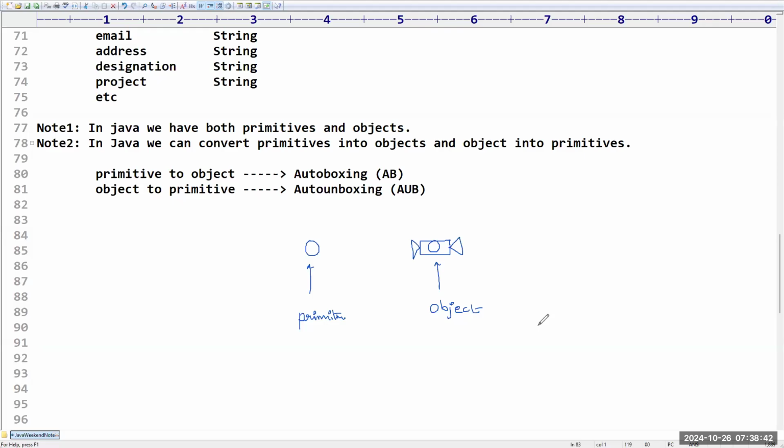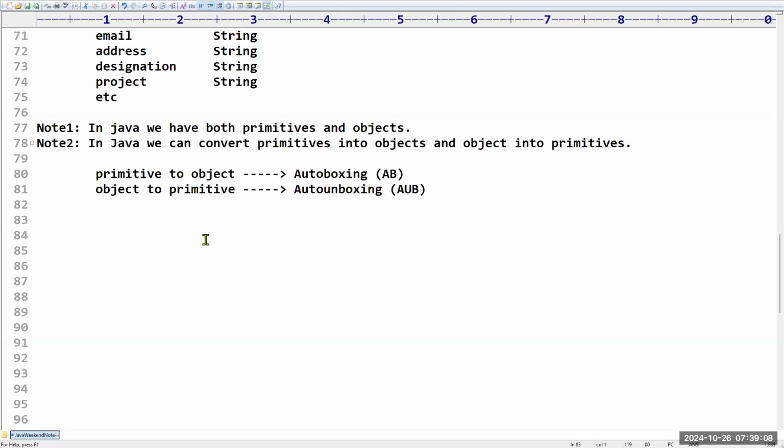There is one separate chapter with the name wrapper classes. There we will discuss this in detail. Don't worry at all. Up to this, do you have any doubts? Everyone, please be active and tell me. Clear?